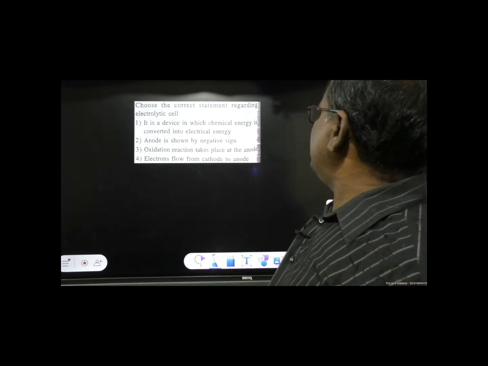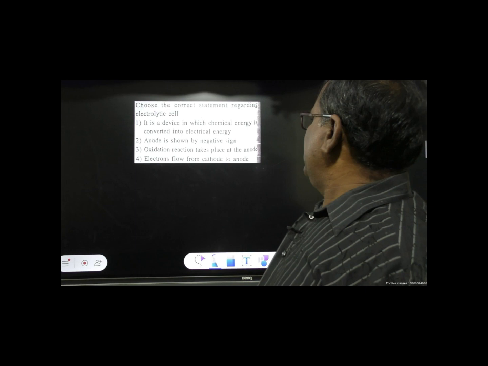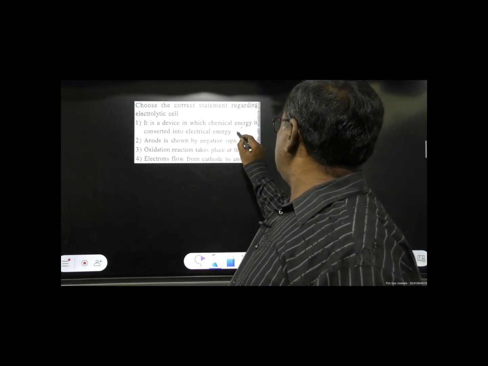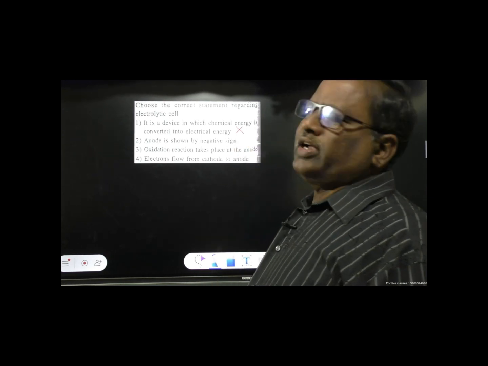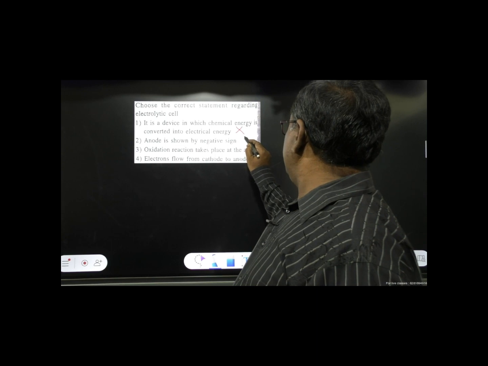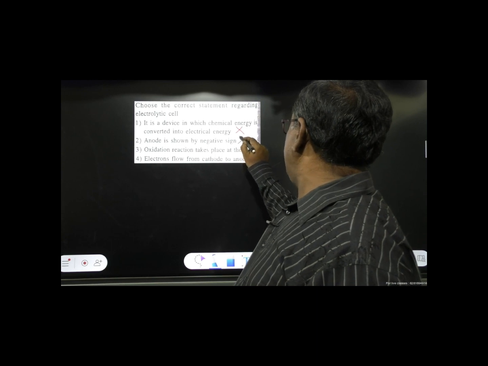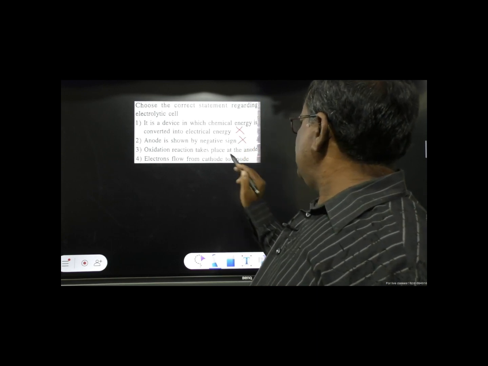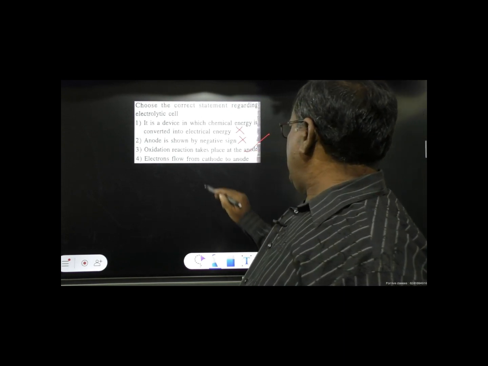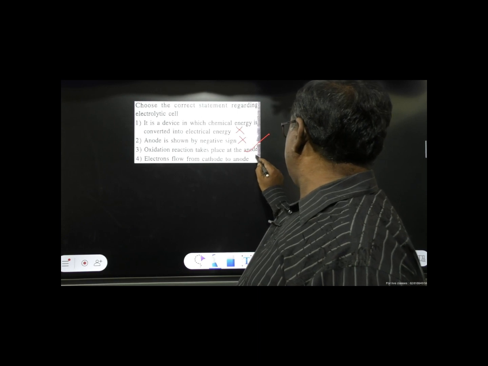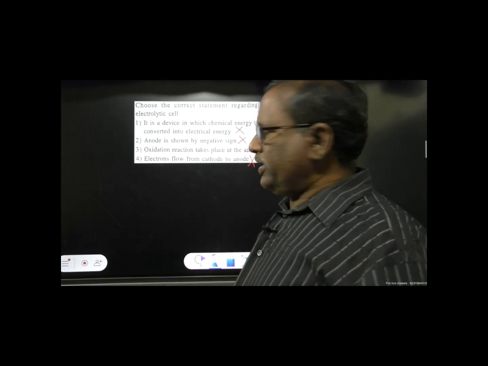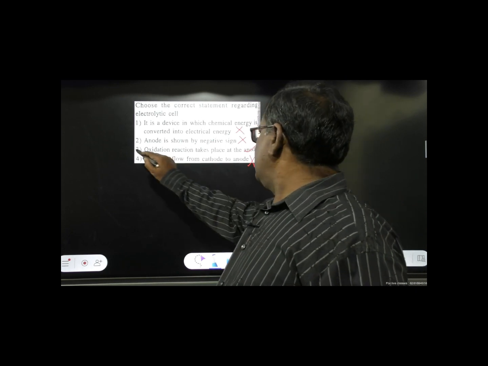Then choose the correct statement regarding the electrolytic cell. It is a device in which chemical energy is converted into electrical energy. This is wrong. Electrical energy is converted into chemical energy. The anode is shown by a negative sign. This is also wrong. The anode is shown by a positive sign. Oxidation reaction takes place at the anode. This is the correct statement. Electrons flow from cathode to anode. This is also wrong. They flow from anode to cathode through the battery. So option 3 is correct.